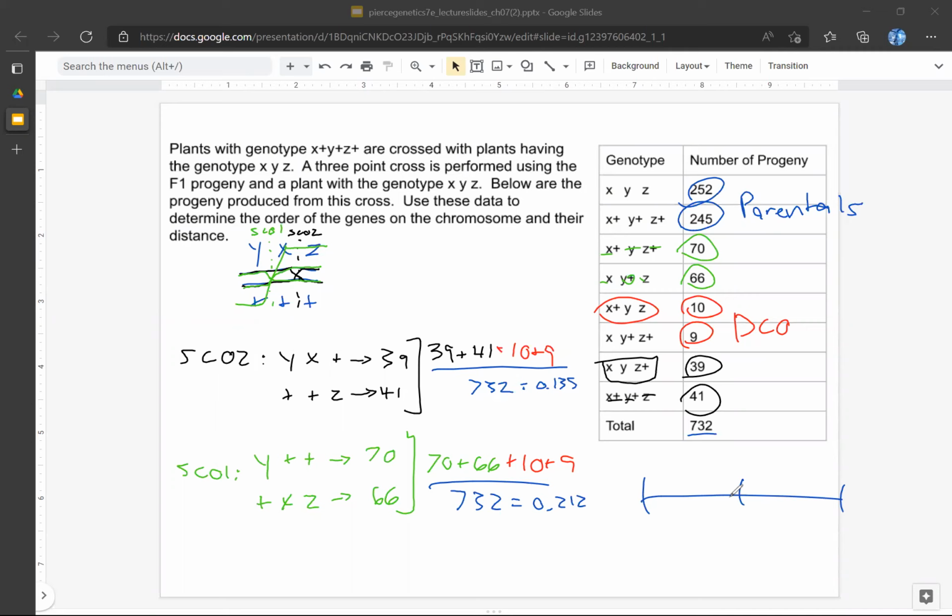So which gene is in the middle? X. And then it could be Z and Y, or it could be Y and Z. And so we know that the relative distance between the Y and X genes is the recombination frequency between them, single crossover 1. So we have 21.2%.